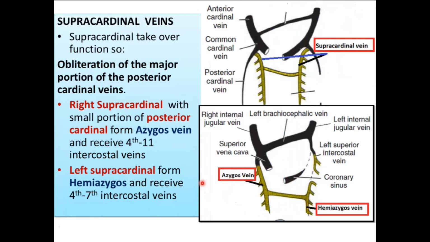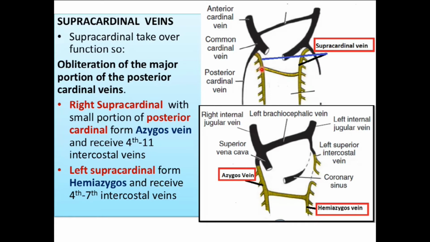Now the supracardinal veins, what the supracardinal veins are doing. The supracardinals and the subcardinals, both are meant to replace the function or take up the function of the posterior cardinal veins. So supracardinal veins, what they will be doing, they are again two vessels which are joined by an anastomosing channel.